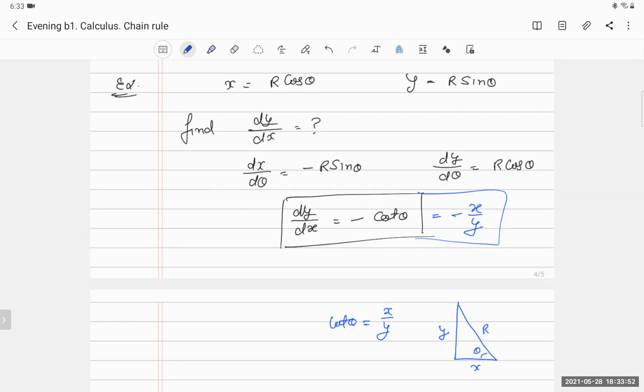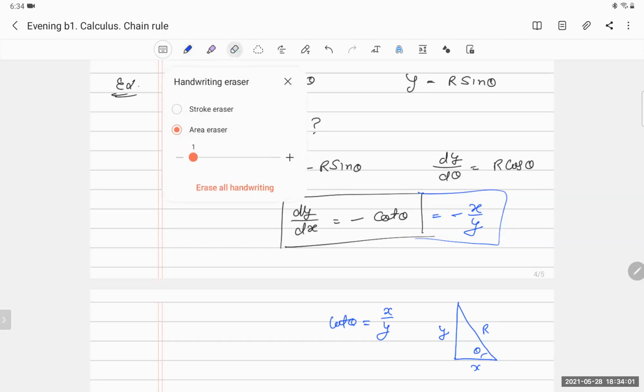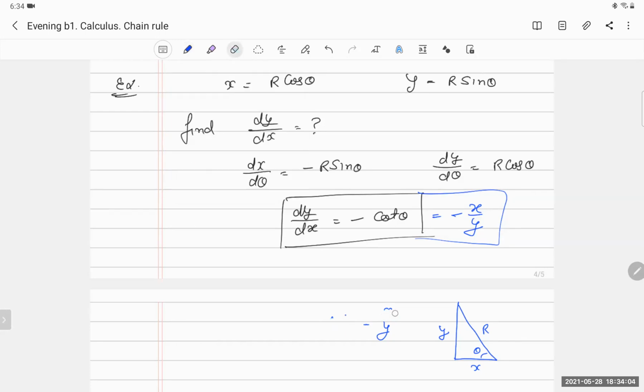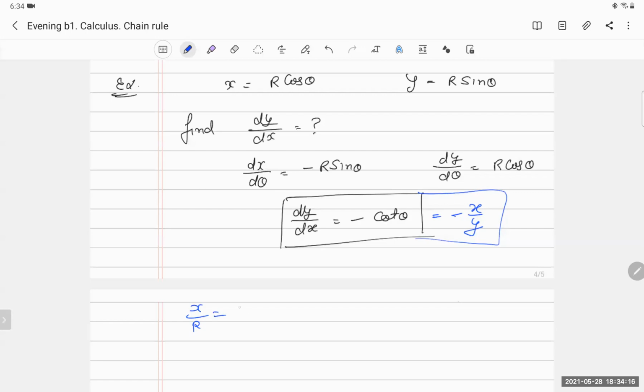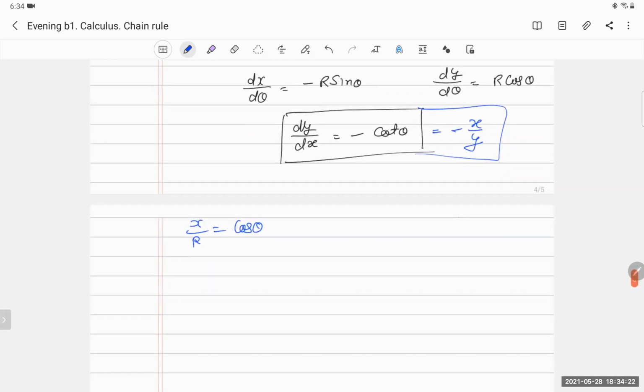Can you explain this last point again? How to change it? Sir, how to change that in the form of x? Okay, so see, you just go for the first equation. The first equation is x by r equal to cos theta. Now I will make a right angle triangle. Suppose this angle is theta, so this will become r and this will become x, right?